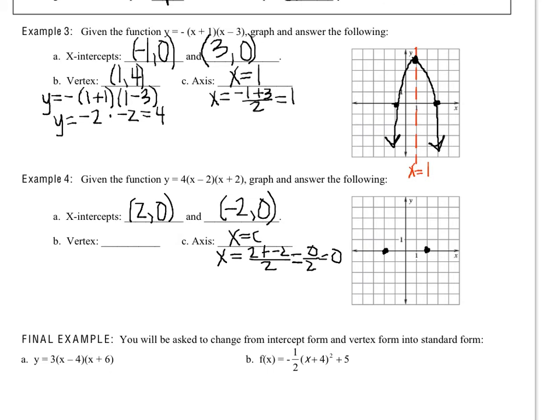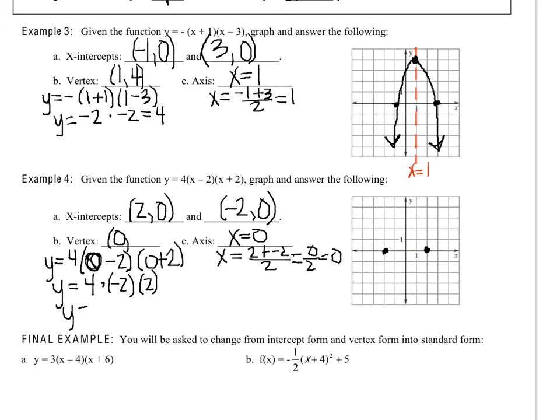So x equals 0 is my axis of symmetry, and I know my vertex is on that. So my vertex has an x value of 0. And to find the y, we're just going to plug 0 in here. So y equals 4 times the quantity 0 minus 2 times 0 plus 2. So y equals 4 times 0 minus 2 is negative 2 times 0 plus 2 is 2. So y equals 4 times negative 2 is negative 8. Negative 8 times 2 is negative 16. So that goes way, way down low.